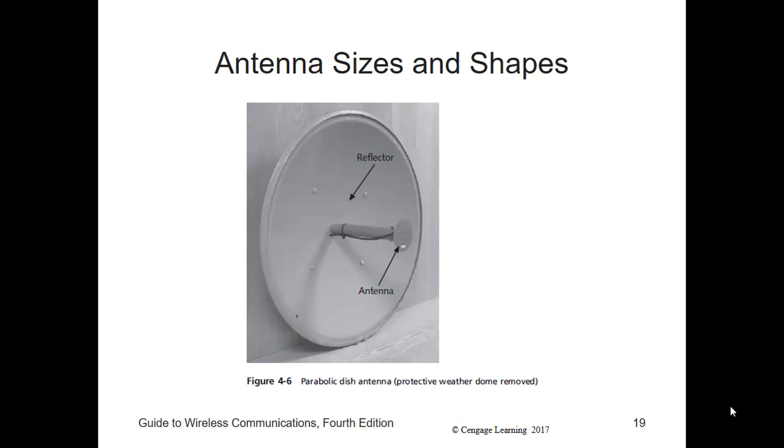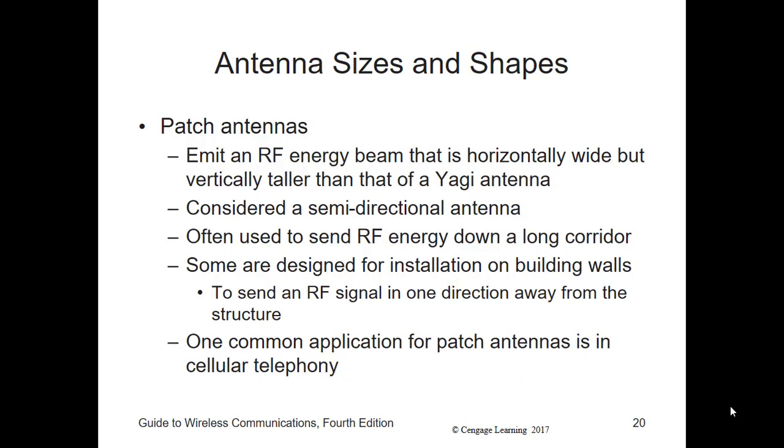Then there's something called a patch antenna. Now, patch antennas emit an RF energy beam that is horizontally narrow but vertically wider, or taller, than a Yagi antenna. So, considered a semi-directional antenna, it's often used to send RF energy down a long, narrow corridor, although some varieties are designed for installation on the walls of buildings, for example, to send an RF signal in one direction away from the structure where they're mounted.